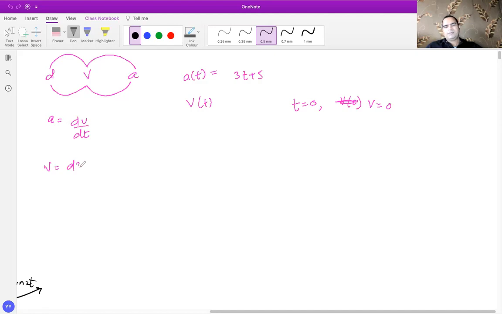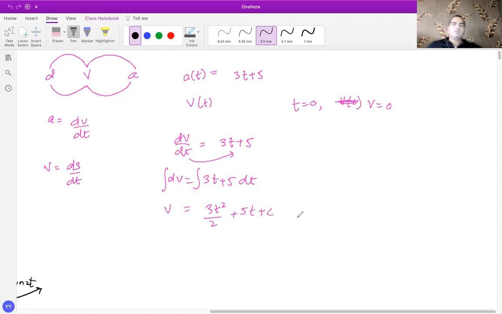Velocity is ds by dt. Generally, we don't need the backwards for differential equation. But dv by dt is actually 3t plus 5. Now if you take dt to the other side, it is dv equals 3t plus 5 dt. It's like separation of variables, you can say. And then you integrate both the sides. Now if I integrate, dv will be v, and the integration of this will be 3t squared over 2 plus 5t plus c. So you can see that, knowingly or unknowingly, you're using differential equation skills here.